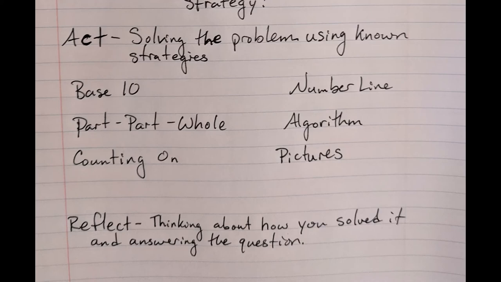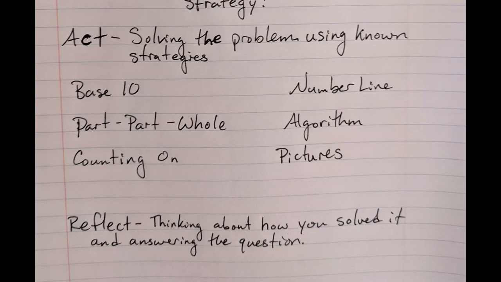Once we have used our strategy to solve the problem, then we're going to move down to reflect. This is where we are reflecting on our thinking about how we solved the problem and if we have actually answered the question. You need to reread the question and then answer it in a full, complete sentence.